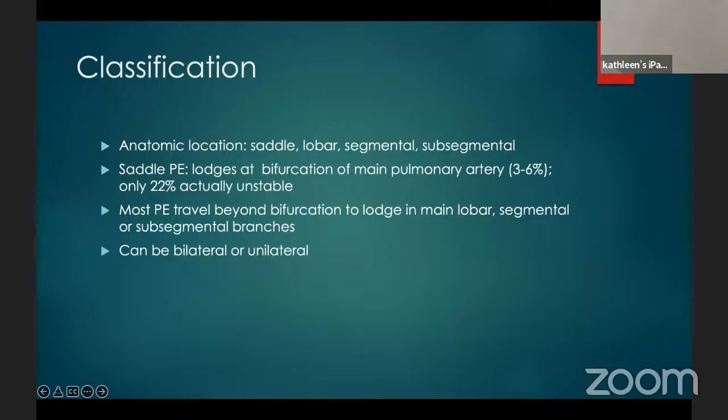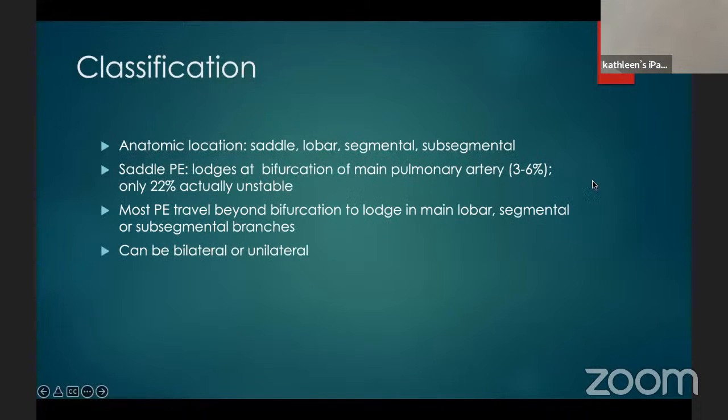As far as anatomic location, the embolus can be saddle, lobar, segmental, or subsegmental. Saddle PE lodges at the bifurcation of the main pulmonary artery in 3 to 6%, but actually only 22% of these patients are unstable. Most PEs travel beyond the bifurcation to lodge in the main lobar, segmental, or subsegmental branches of the pulmonary artery. Pulmonary emboli can be bilateral or unilateral.